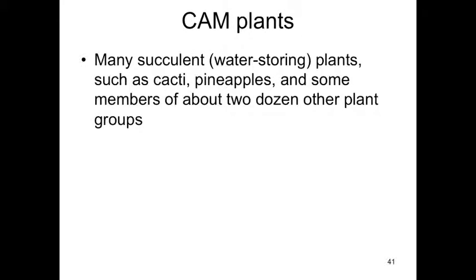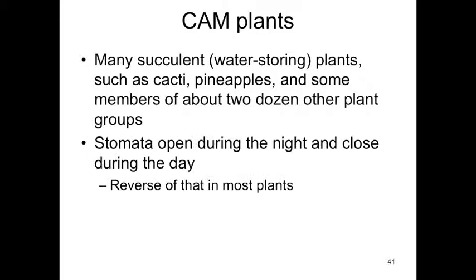Another solution is CAM plants. CAM plants are the succulents, water-storing plants, such as cacti and pineapples, and some members of about 24 other plant groups. In these plants, the stomata open during the night and close during the day. So there's temporal separation of the light reactions and the carbon-fixing reactions. This is the reverse of what happens in most plants.